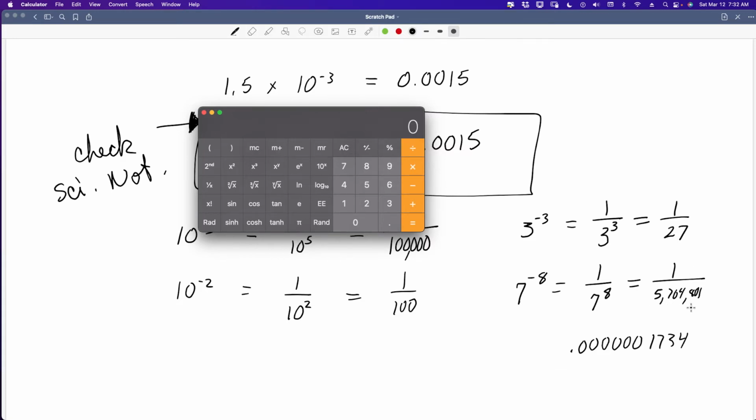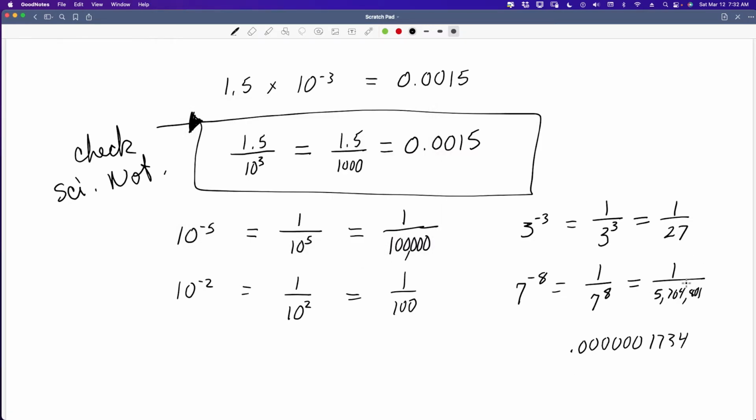if we take this number here that we got by switching it to a fraction and said 1 divided by 5,764,801, it's the same number. Look at that. 1, 2, 3, 4, 5, 6, 1, 7, 3, 4. I didn't write the rest of these down because I couldn't remember them all. But it's the same value when we change this negative sign to a positive through the act of the inverse operation, which goes from multiplication to division.